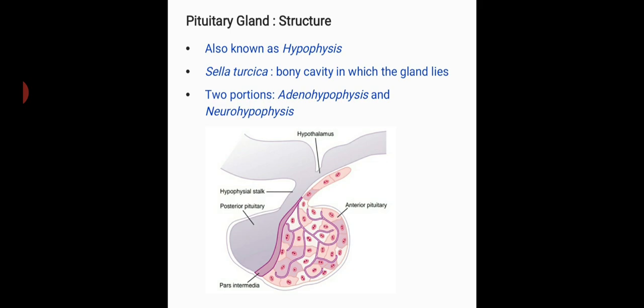Pituitary gland has got two distinct portions. Anterior pituitary known as adenohypophysis and posterior pituitary known as neurohypophysis. Between these two portions, there is a relatively avascular zone called pars intermedia, which is almost absent in human beings but is much larger and much more functional in some lower animals.